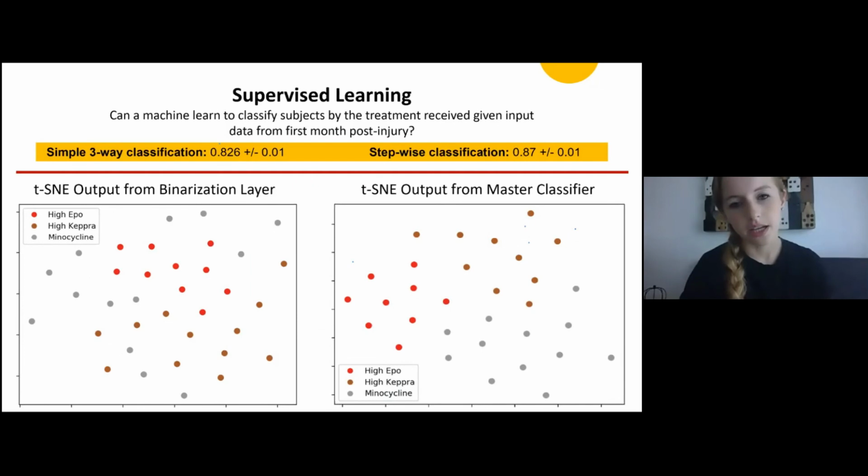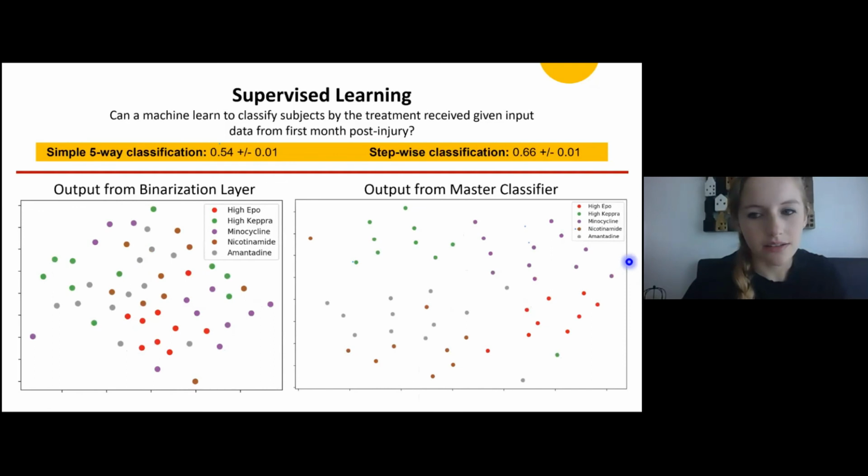And in the case of the 3-way classification, we saw that the stepwise classifier, that new architecture I just described, was actually not much better, maybe 2% better or 4% better than the simple classifier. However, something that was really interesting was when we ran a dimensionality reduction on the output from that master classifier, we're actually now getting very distinct clusters by treatment class.